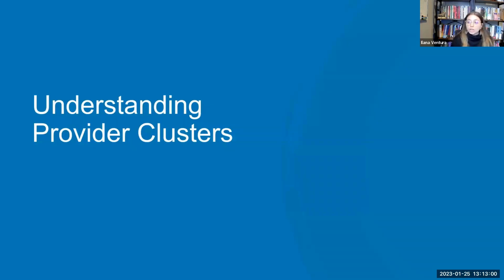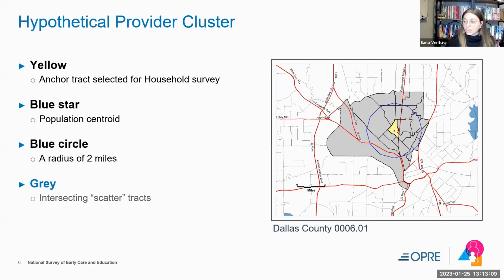So now let's talk a little bit more about this geography unique to the NSECE, the provider cluster. There are about 750 provider clusters in each year of NSECE data. We start sampling from anchor census tracts, which is the yellow region with the star at its centroid here on the screen, for the household survey.